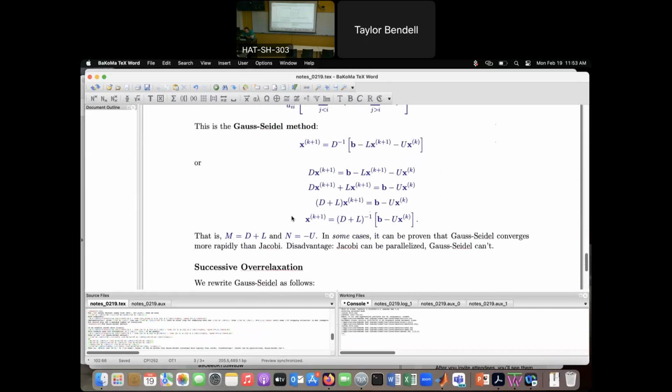Okay. So for some applications, Gauss-Seidel does converge more rapidly, but that's not a blanket statement. You can't claim that all the time.